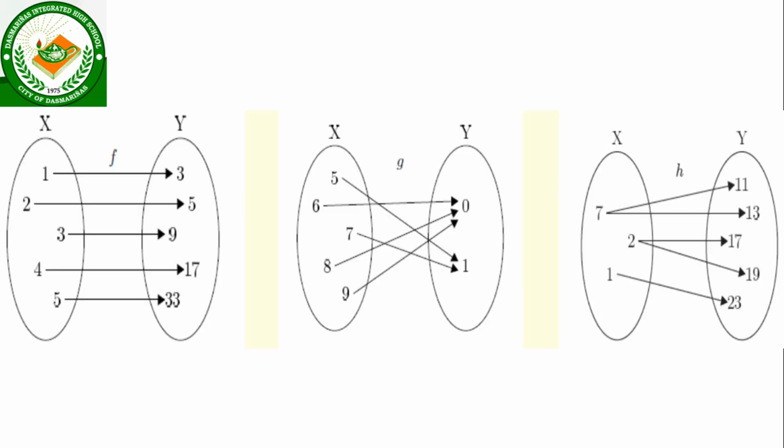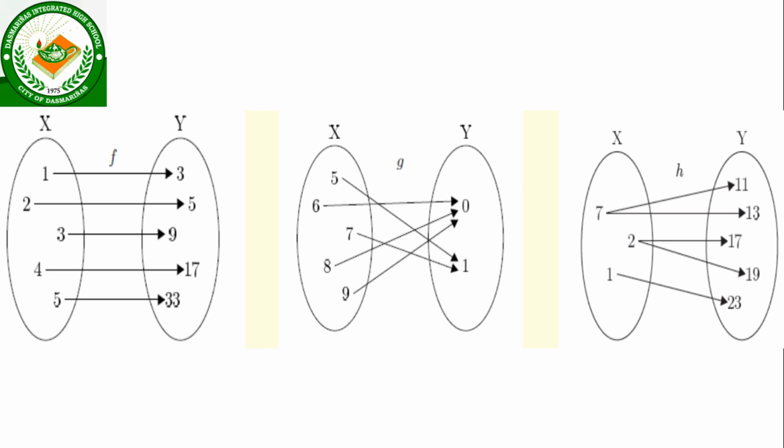To give you an illustration of a one-to-one function, okay, the only one-to-one function among these three is the first one. So as you can see, the element of x is paired to exactly a single element of y, and vice versa. An element of y is paired exactly to one element of x. So this is one to one.